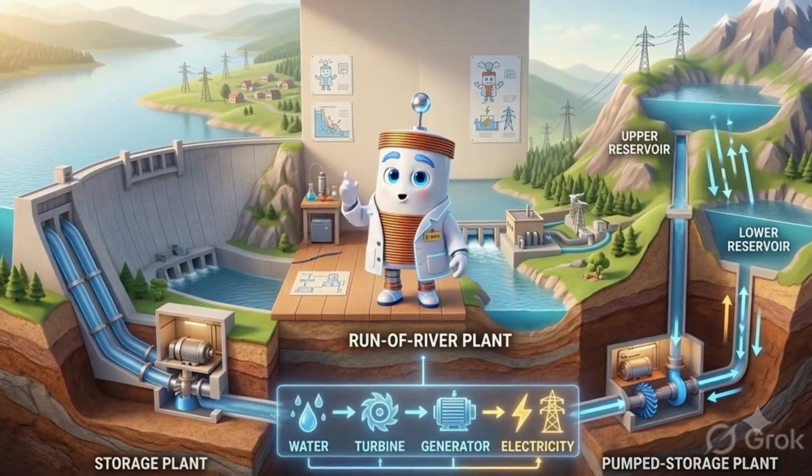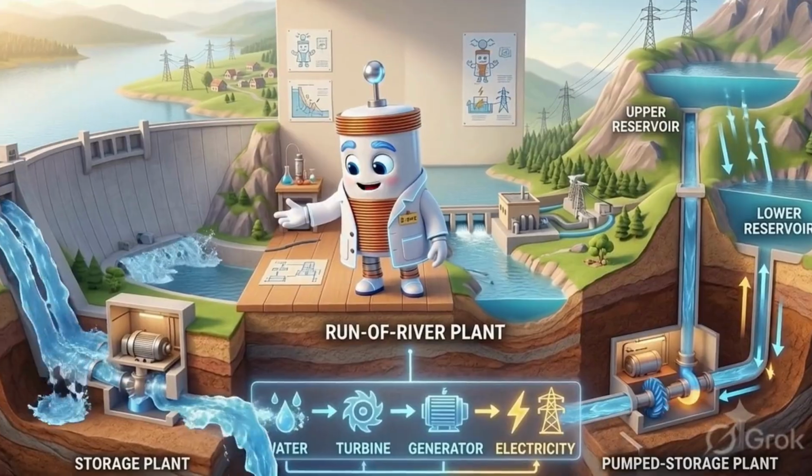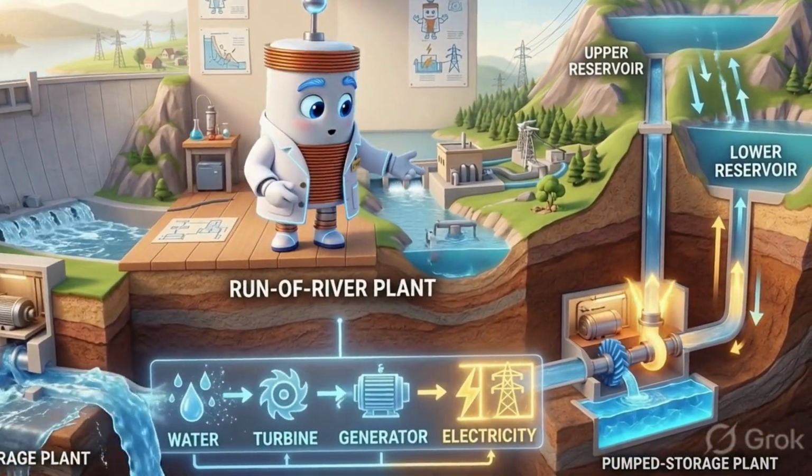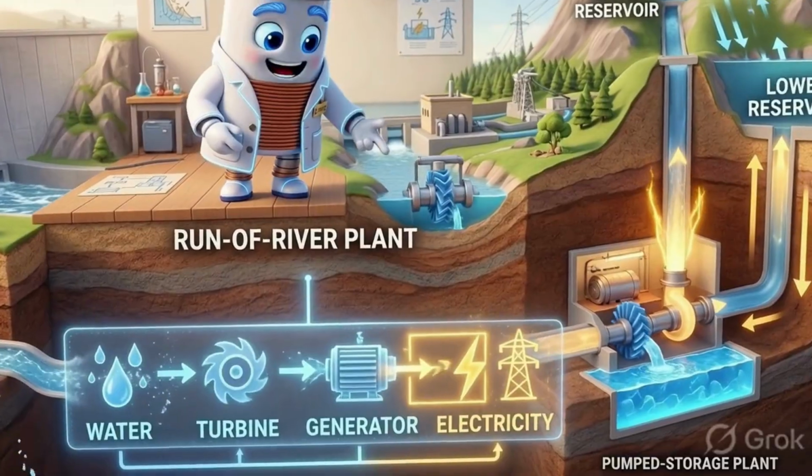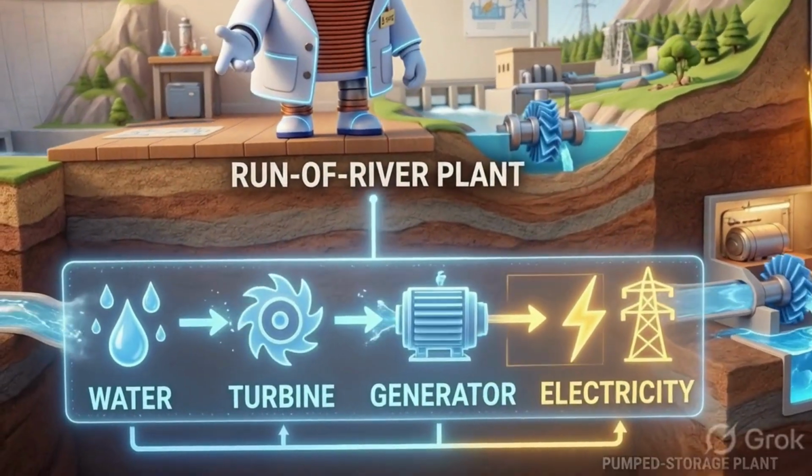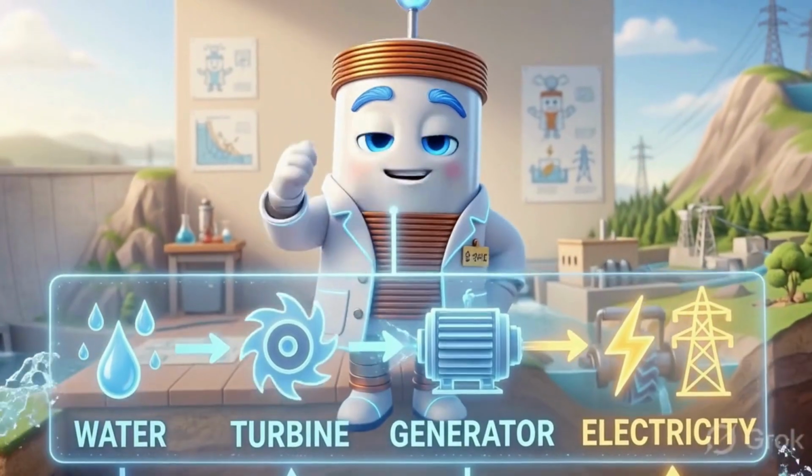So remember, storage plants control stored water, run-of-river plants mainly use natural river flow, and pumped storage plants store and generate energy. In every case, water drives the turbine, the turbine drives the generator, and engineering turns water into electricity.